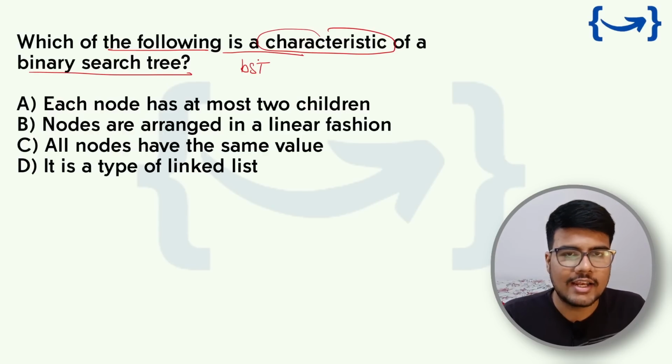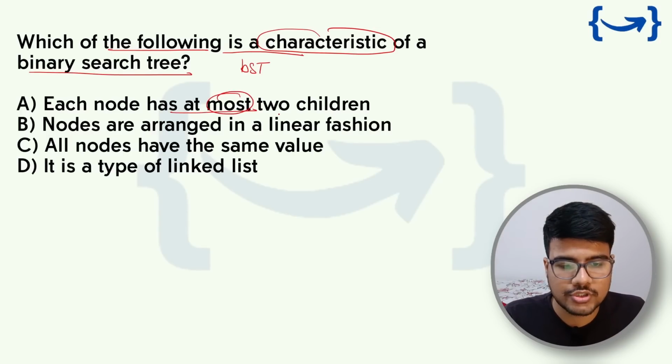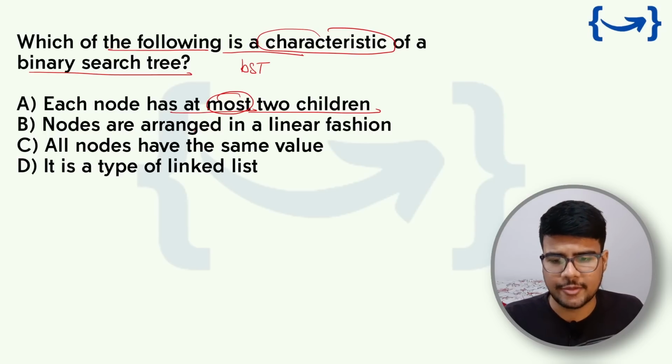So we know that left would be less than the root, and right would be greater than the root. So each node has at most two children, yeah, it makes sense.